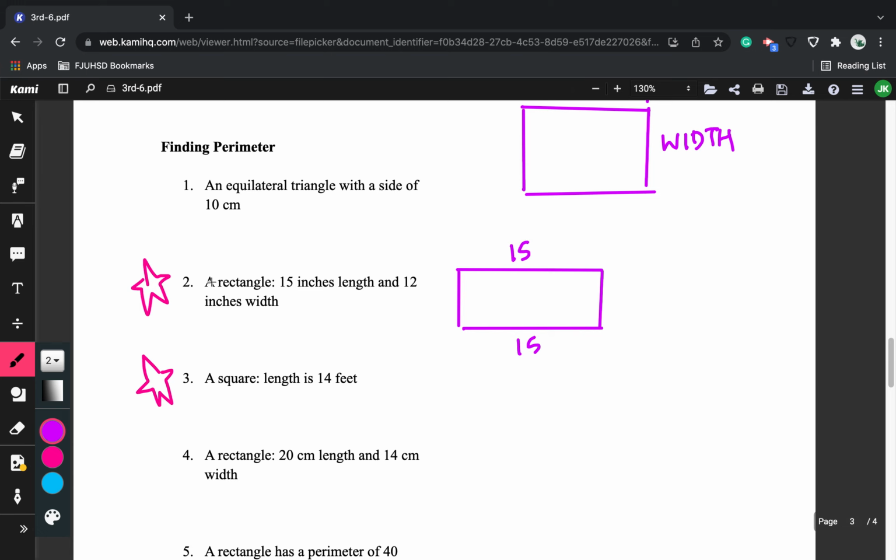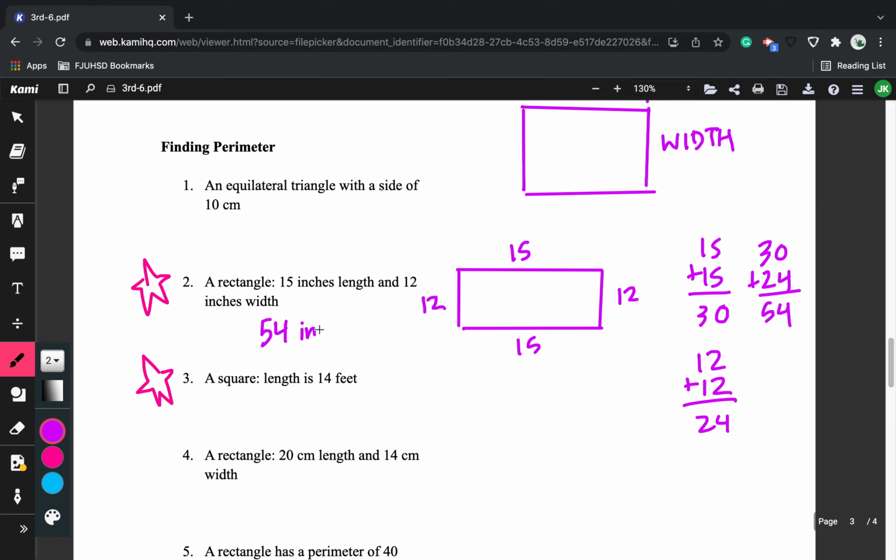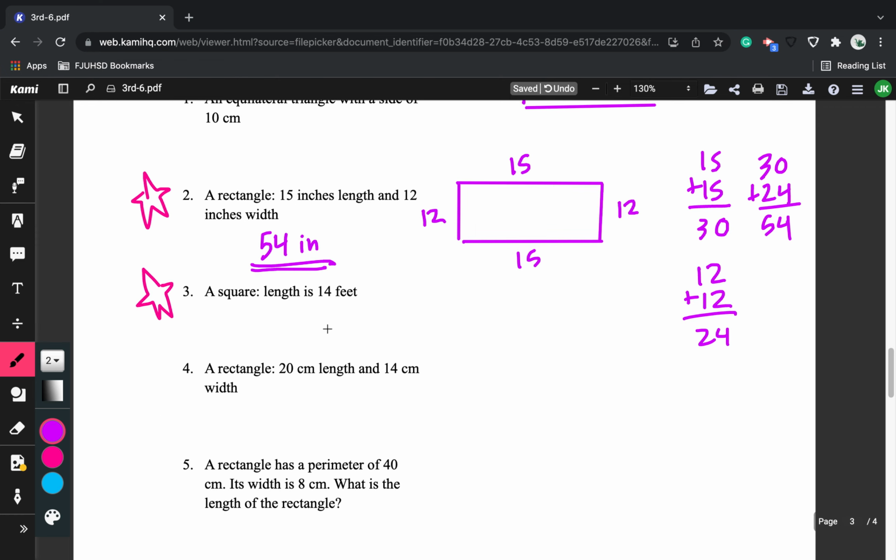So this is saying a rectangle, 15 inches length and 12 inches width, like this. And then just add those together. 15 plus 15 equals 30. And then 12 plus 12 is 24. Therefore, 30 plus 24 is 54. So therefore, it's 54 inches square. Actually, just 54 inches. Squares are for area. Anyways, moving on.